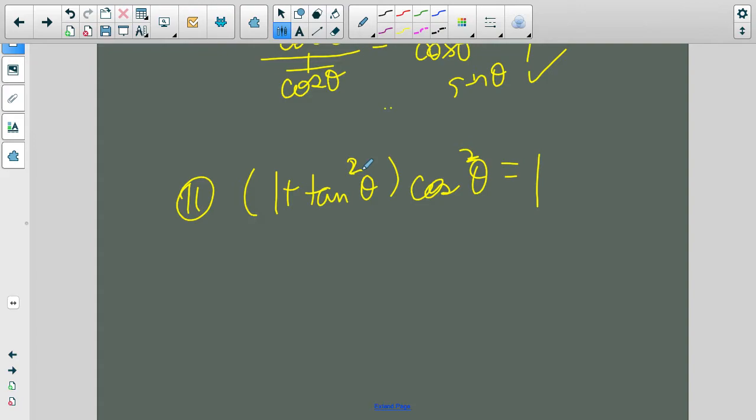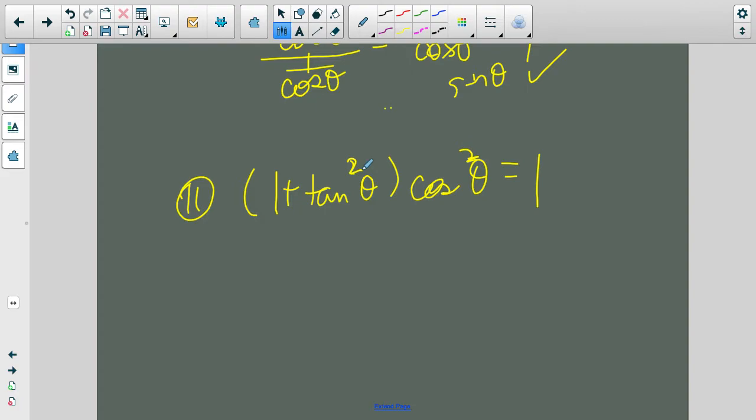I know my identities so well. Right now you're memorizing. That's why I give you memo quizzes, because if you don't have them memorized, you're not even going to recognize it. You're going to go, I don't know what to do. But if you've memorized them, 1 plus tangent squared is what? Secant squared, okay, on your memo page.